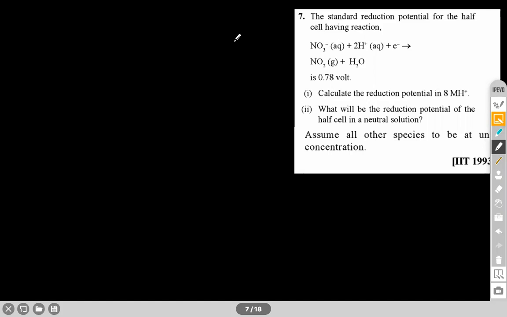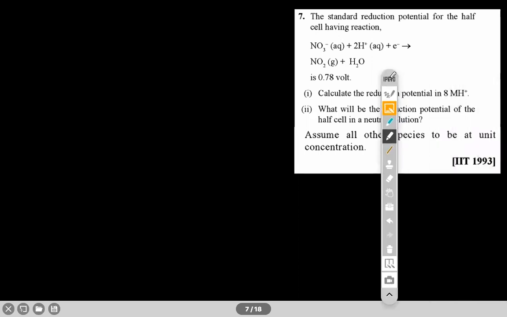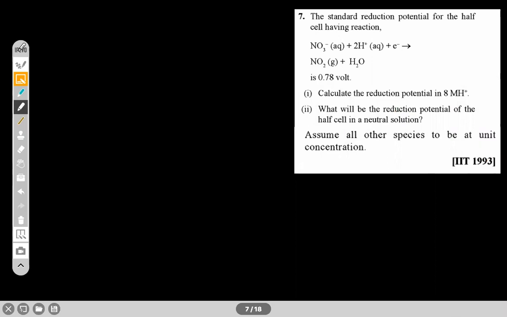The standard reduction potential for the half cell reaction, which is given here, is 0.78, right? So this is the half cell reaction and its standard reduction potential given. Calculate the reduction potential in 8 molar H plus. What will be the reduction potential of the half cell in neutral solution? Assume all species at unit concentration.